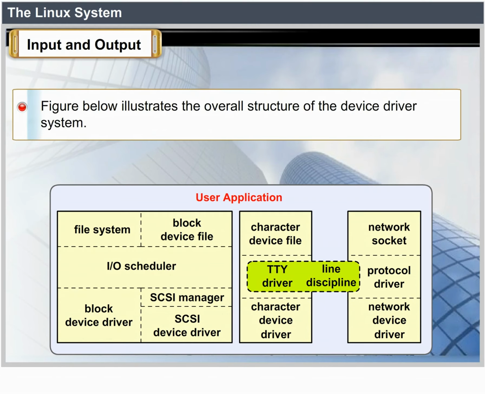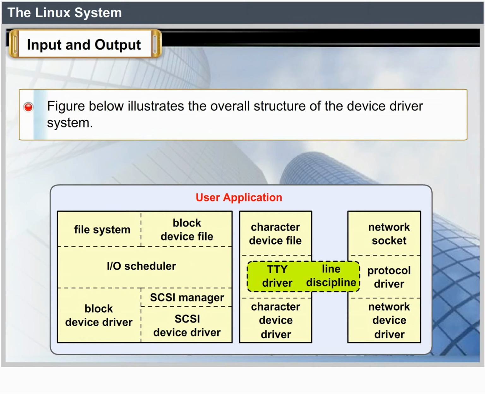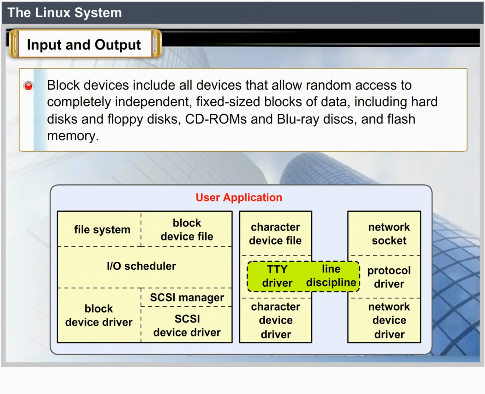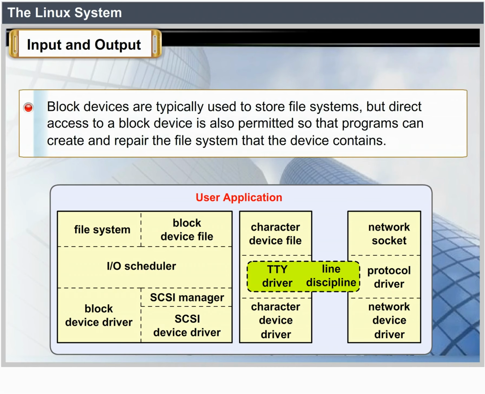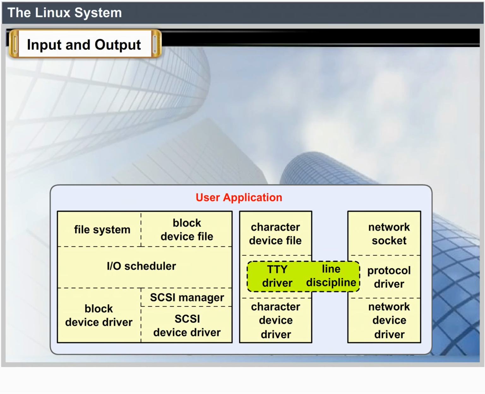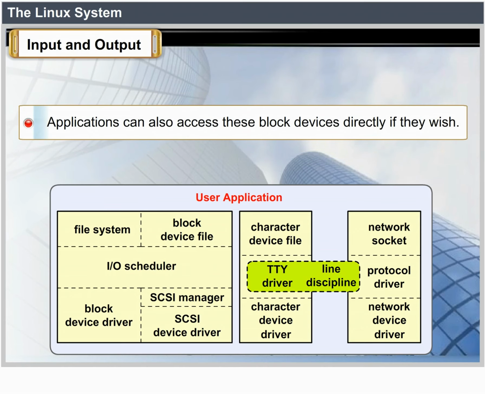The figure below illustrates the overall structure of the device driver system. Block devices include all devices that allow random access to completely independent, fixed-size blocks of data, including hard disks, floppy disks, CD-ROMs and Blu-ray disks, and flash memory. Block devices are typically used to store file systems, but direct access to a block device is also allowed so that programs can create and repair the file system that the device contains. Applications can also access these block devices directly if they wish.